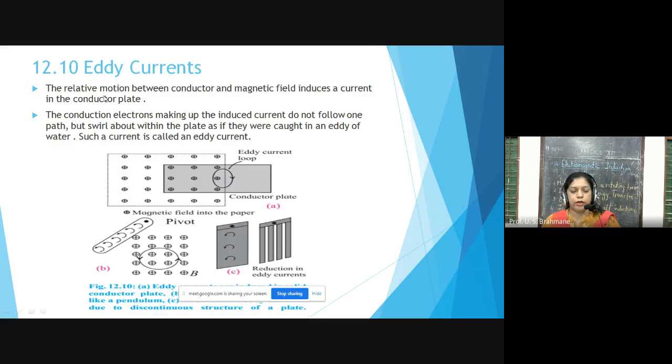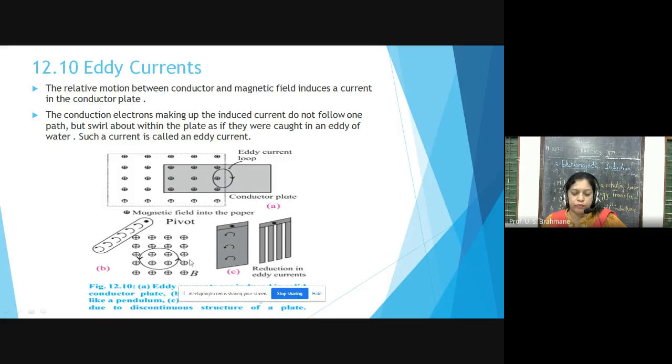So now see here, the relative motion between conductor and magnetic field induces a current in the conductor plate. The conduction electrons making up the induced current do not follow one path but swirl about within the plate as if they were caught in an eddy of water. Such a current is called an eddy current. So see here, children, if it is pivoted at one place, then you will see a number of currents arising, and they form eddy currents.